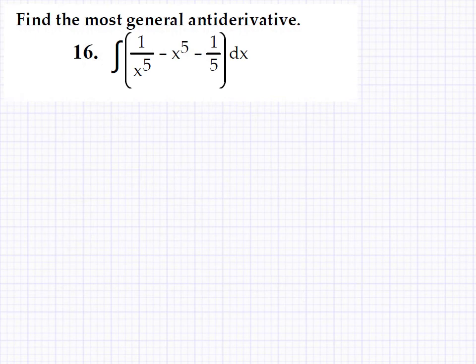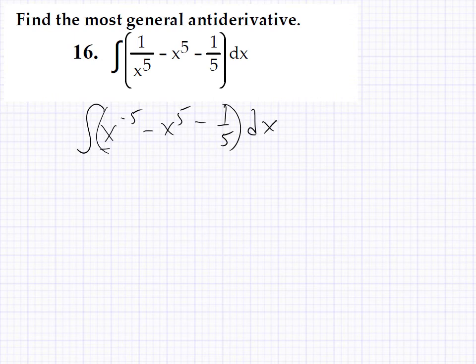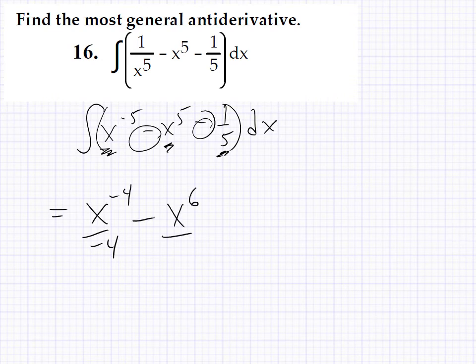Okay, in this one, we're going to rewrite these functions a little bit first. We're going to write this as the integral of x to the negative 5 minus x to the 5th minus 1/5 dx. Again, I can do each one of these separately because of the subtraction. So x to the negative 5 will be x to the negative 4 over negative 4. X to the 5th will be x to the 6th over 6. And negative 1/5 will be negative 1/5 x plus c.